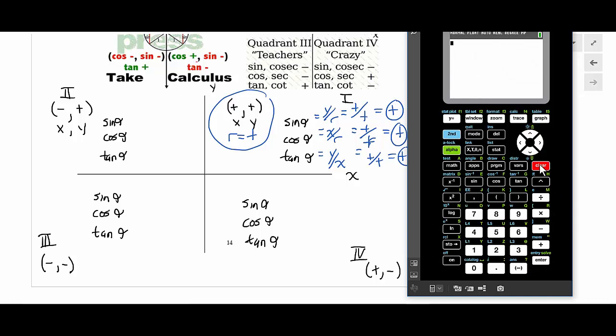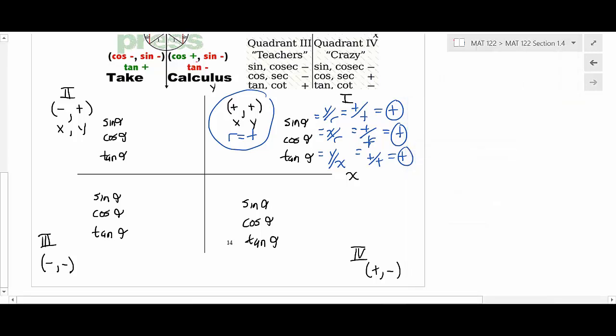Okay, so if I clear everything off, here's what I just showed you. Pick a quadrant 1 angle. 20 degrees is quadrant 1. Notice I get a positive answer. If I do cosine of 89, 89 is a quadrant 1 angle, I get a positive. If I do a tangent of a 23 degree angle, I get positive. So everything is positive in quadrant 1. If you do a trig function of a quadrant 1 angle, you're going to get a positive.